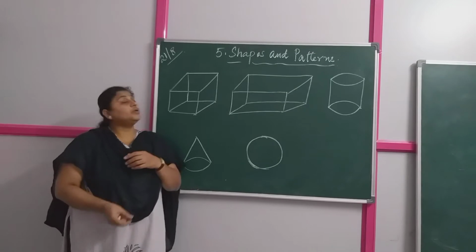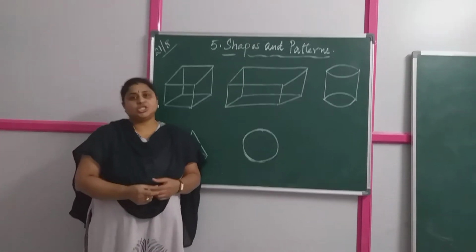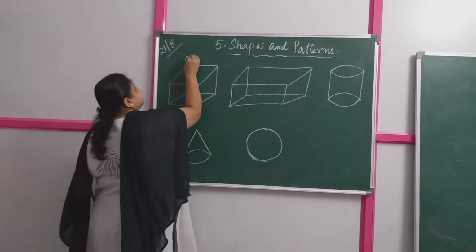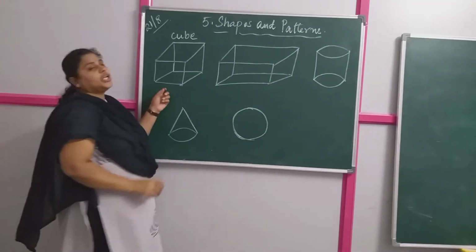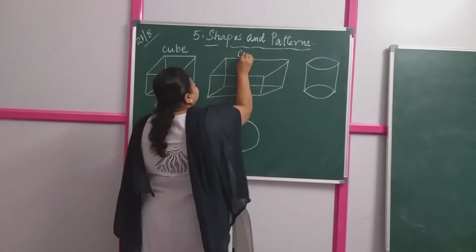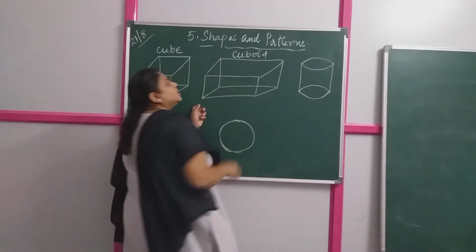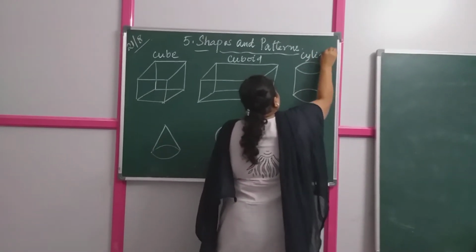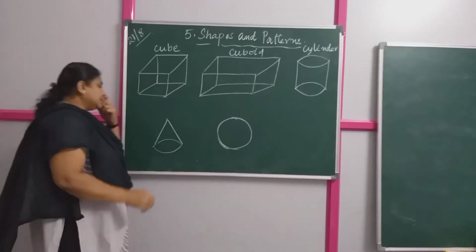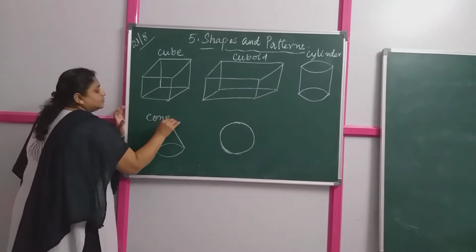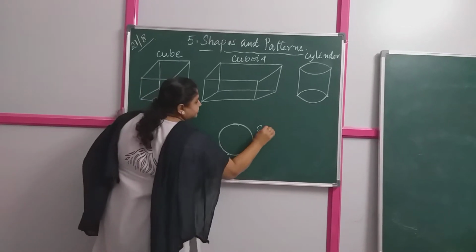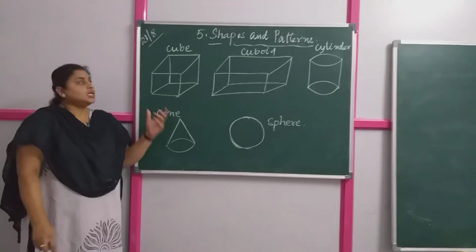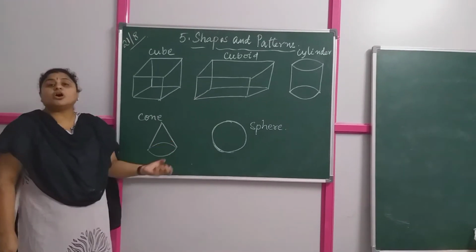But today we are going to deal with the solid shapes. So what are those solid shapes? You have cube. What is that? Cube. Then cuboid. Then cylinder. Then cone. And this is sphere. These are the solid shapes. These shapes are called the solid shapes.